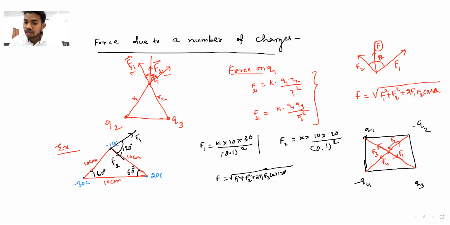Then we have to find the resultant force. F4 and F2 are in opposite direction. Their force will be cancelled, and we have to find the net force by taking the difference of F4 and F2. Similarly, F3 and F1 are in opposite direction. We have to find their net force by taking the difference of F3 and F1. Then we have to combine them in this manner. Then we can find the net force.